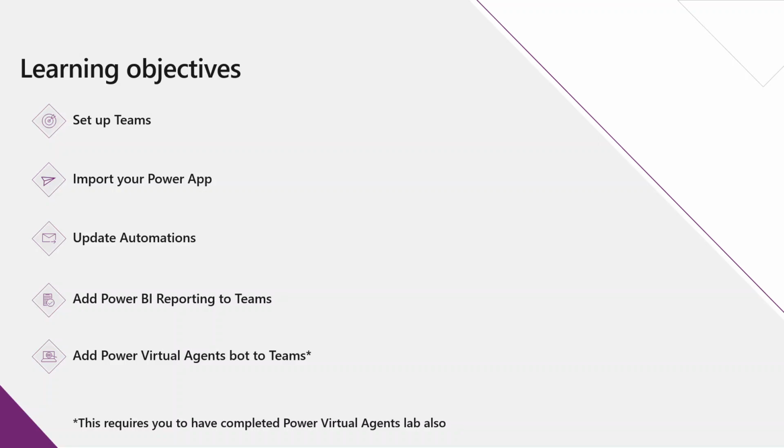So in the lab, we will set up Teams, make sure it works okay. We'll import our Power App. We'll update the automations as necessary. We'll add some Power BI, and that'll be one lab, those first 4 things. And then the second thing there, adding the Power Virtual Agent bot to Teams, we'll do as a separate recording that you can revisit once you've done the virtual agents part of this training course, because it requires that you finished that Power Virtual Agents lab.